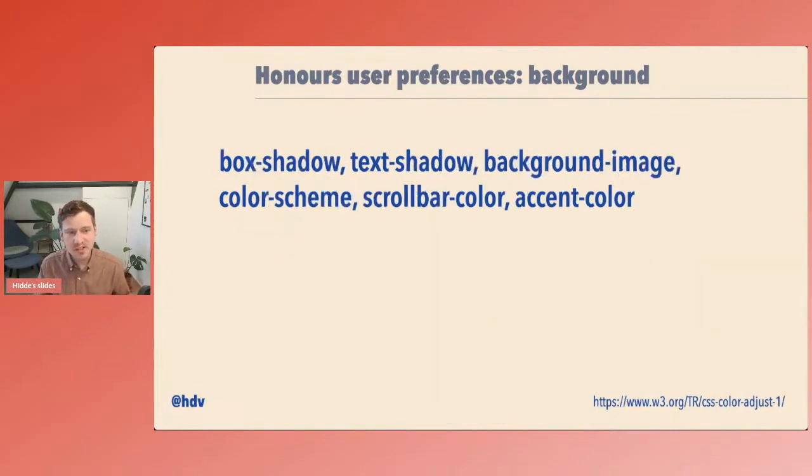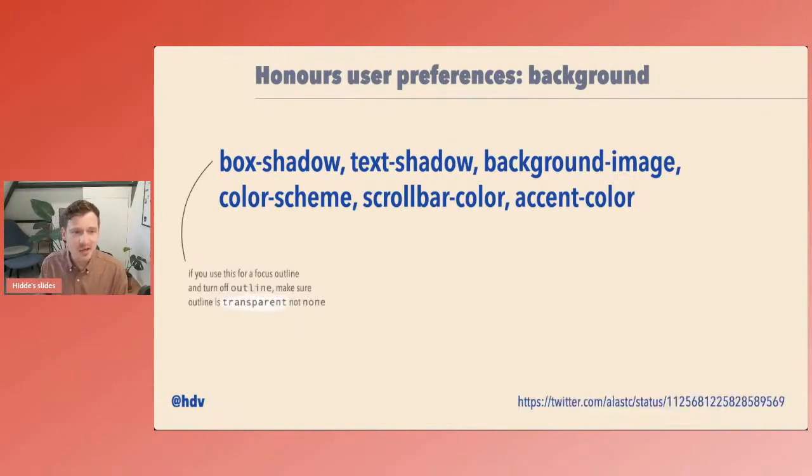There are also properties that can be reset by these color modes. An example of that is box shadow, text shadow, and the background image, which means that you won't have these things. Even if you set them, if the user turns on their high contrast mode, these properties are going to be reset. So something like box shadow will now be set to none.